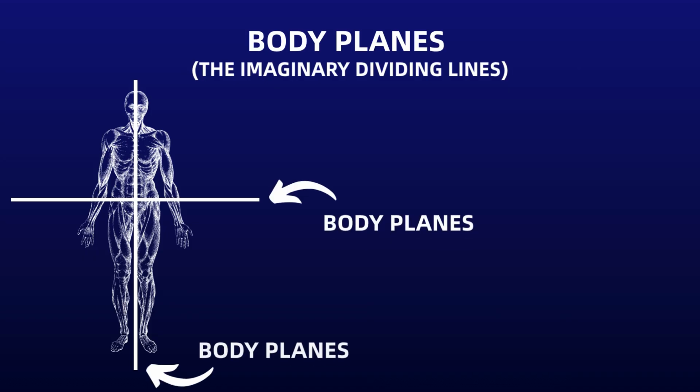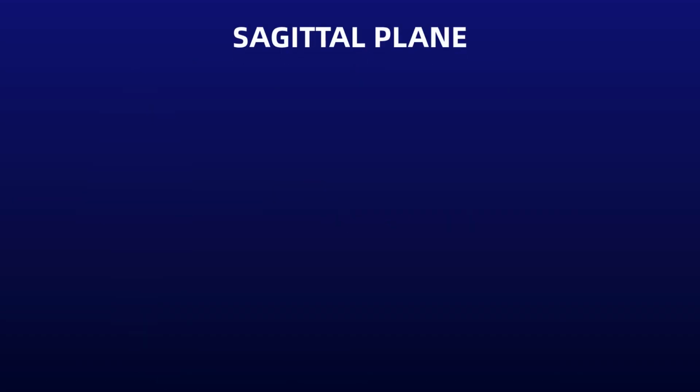These are called body planes. They do not actually exist in the body. Those are imaginary lines. They help us describe locations precisely. The first one is the sagittal plane. Let's start with the sagittal plane.